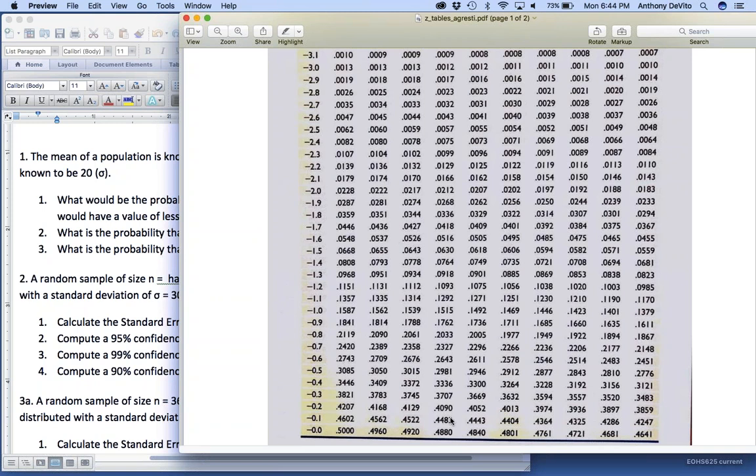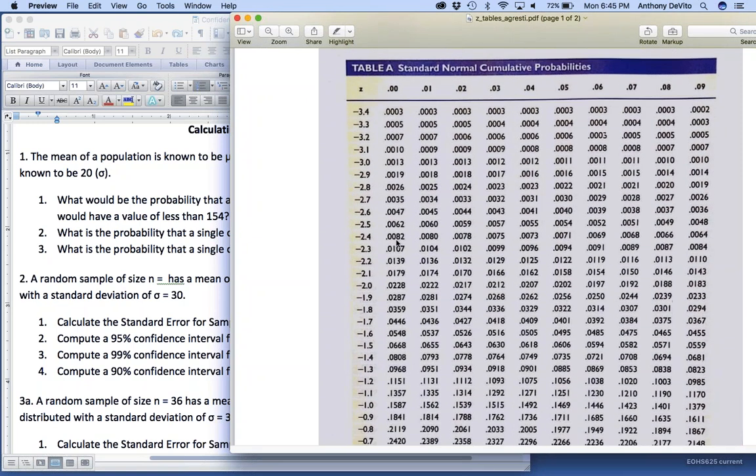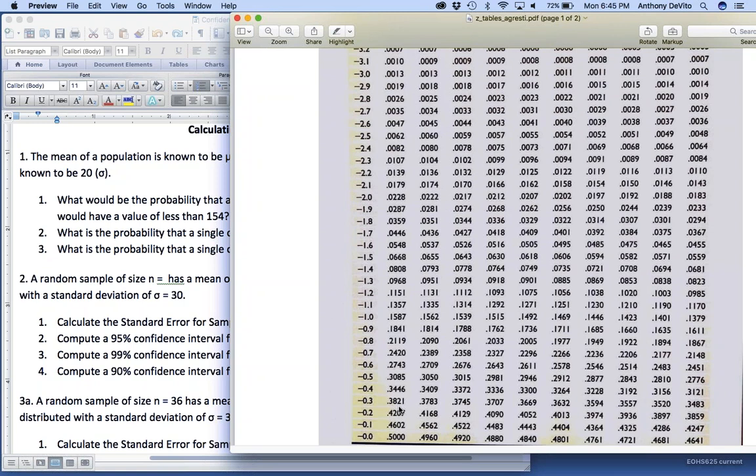So negative 0.3 would represent, it looks like, 38%. I thought the Z value was negative 0.3. Did I ignore you and come up with my own value? Yeah, 0.3 would have been approximately 38% of the population below 154, right?